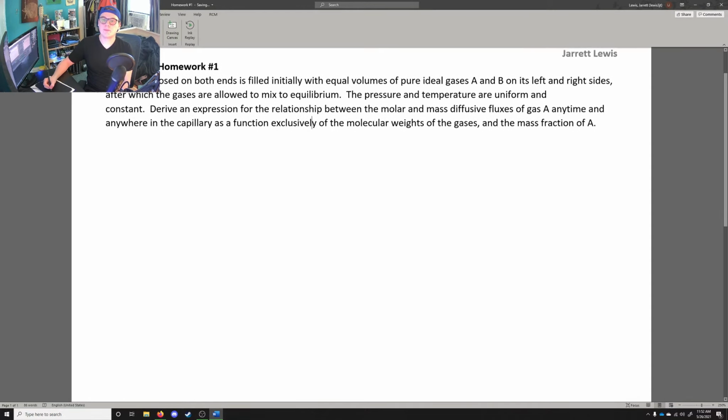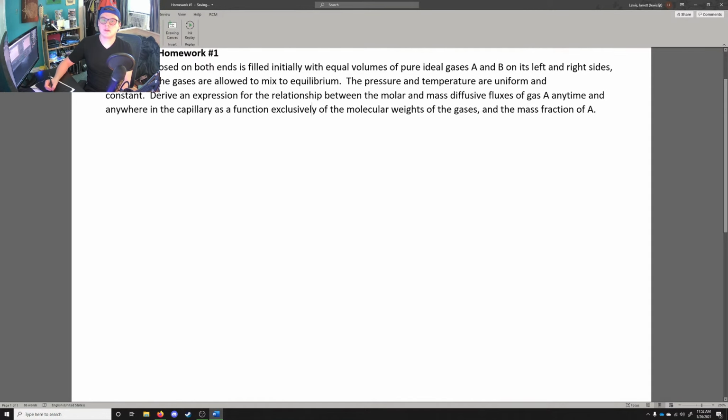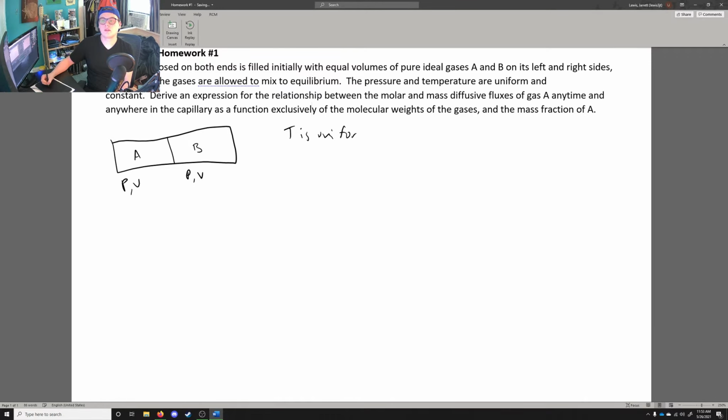We have a capillary that is closed on both ends, filled with equal volumes of two ideal gases, A and B, with pressure P on both sides and volume V on both sides. The temperature is uniform and constant.